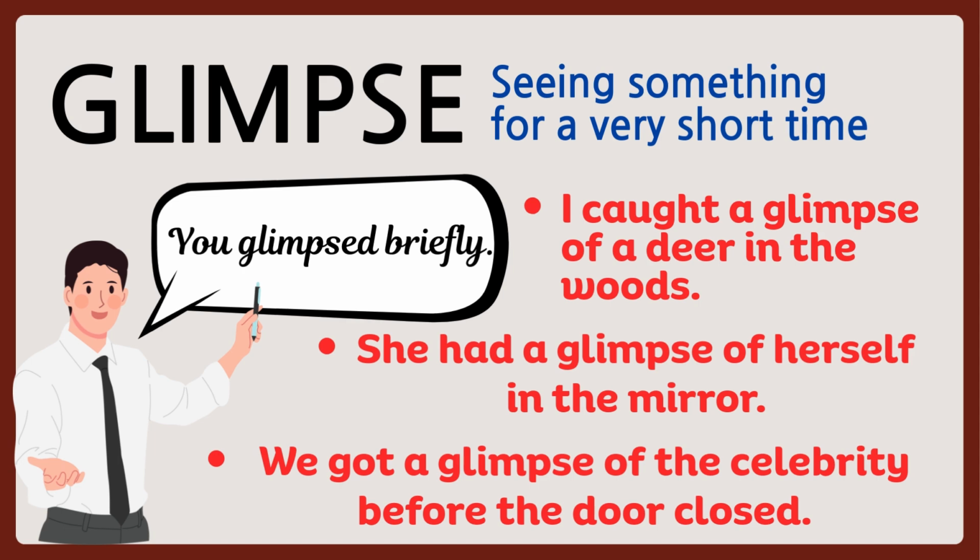You can use glimpse as a verb. For example, I glimpsed something. But in everyday English, it's much more common as a noun, like in the phrase catch a glimpse of. That's why most examples you hear will use the noun form. Let's look at 3 examples.